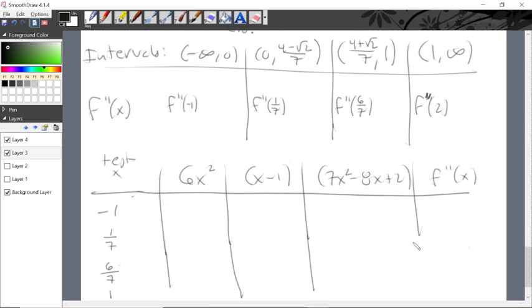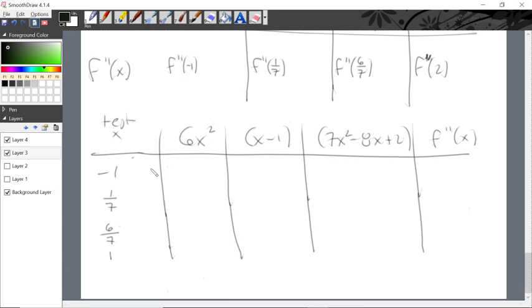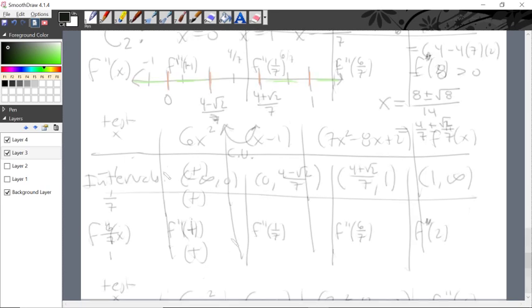And we're only checking to see if f double prime is going to be positive or negative in each of these cases. Okay, so for instance, take -1 as your x value, plug it into 6x squared. Well, you're squaring a real number, so you're getting positive. In fact, no matter what real number you choose, when you square it, you're going to get positive. And since 6 is always positive, that's not going to change it. So these are all going to be positive right down the line.